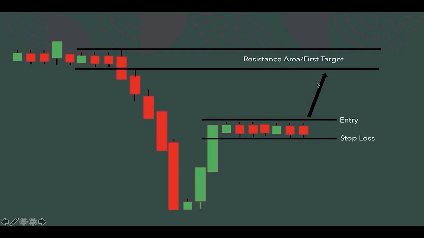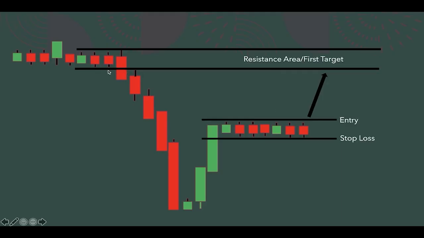So what we have to assess when looking at a trade like this is, okay, what's our entry? What's our stop loss? Then determine the size of the stop, which we would do by subtracting the stop loss from the entry point. So let's say our entry is $4, our stop loss is $3.90. That's a 10-cent stop.